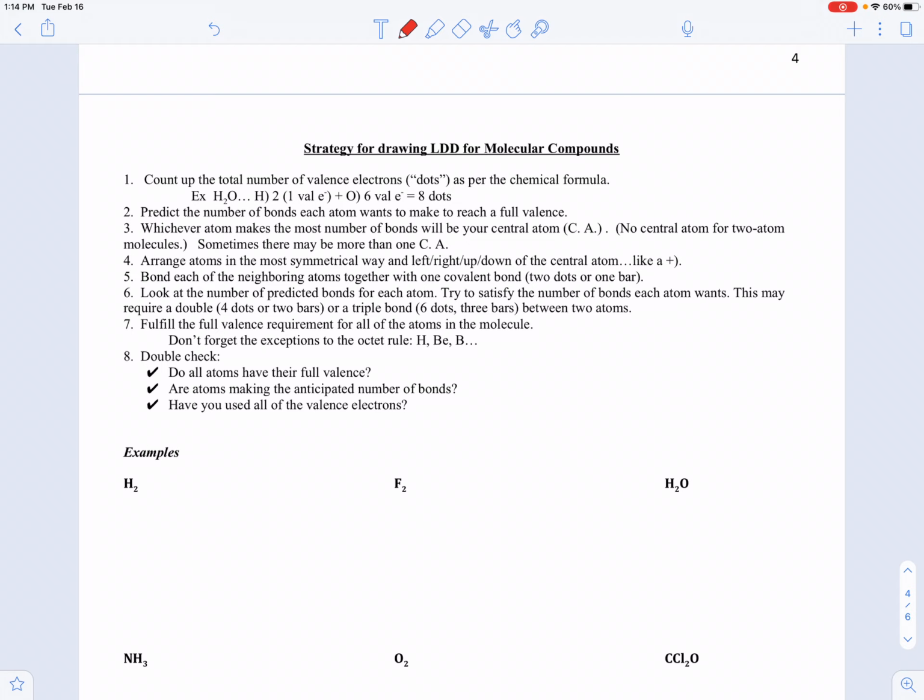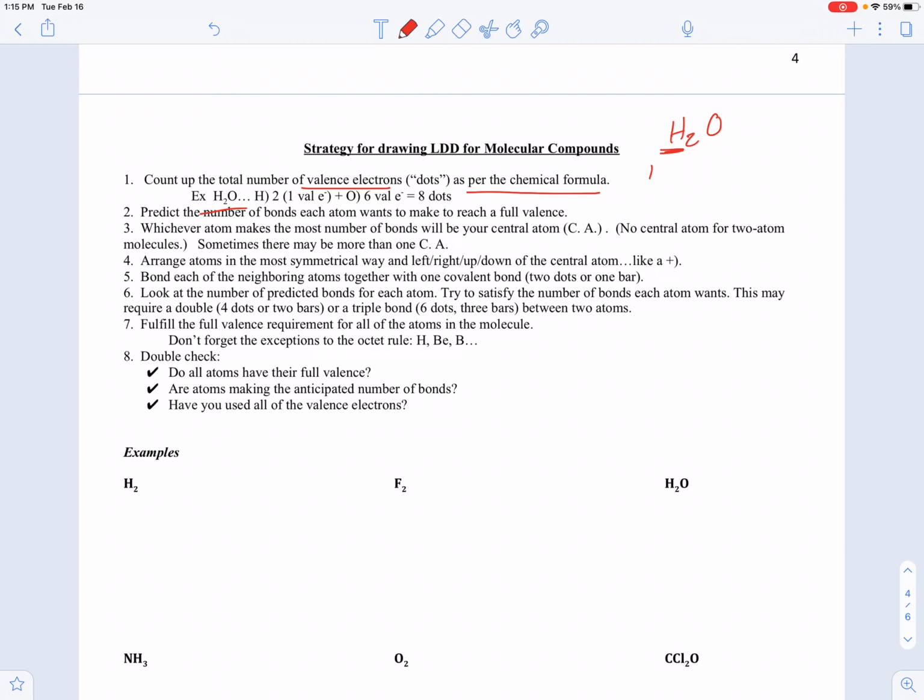The first thing you're going to do is count up the total number of valence electrons per the chemical formula. So each atom is providing a certain number of valence electrons. So you should count up how many valence electrons are available to be used in your picture. A good example of that is this H2O here. So H2O, so hydrogen, we've got two of them.